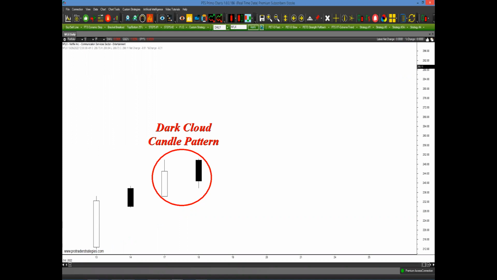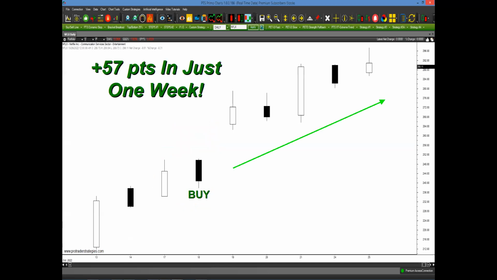But with the tool I'm going to share with you today, it would not have seen a dark cloud candle pattern at all. In fact, on this second bar in the two-bar pattern, it actually would have generated a buy signal telling you that most likely an extreme uptrend was about to take place. And coming into this week, you would have seen that Netflix continue to go higher. In fact, 57 points in just 1 week.